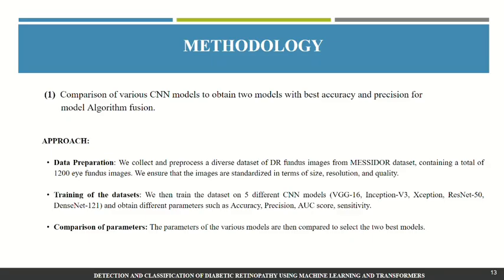Next, the training of data. We trained the dataset using five different CNN models, that is VGG16, InceptionV3, Xception, ResNet50, and DenseNet121, and obtained different parameters such as accuracy, precision, AUC score, sensitivity, etc. Next comes the comparison of the parameters. From comparing the parameters, we got that InceptionV3 and DenseNet121 were the two best models which could be used for model fusion.